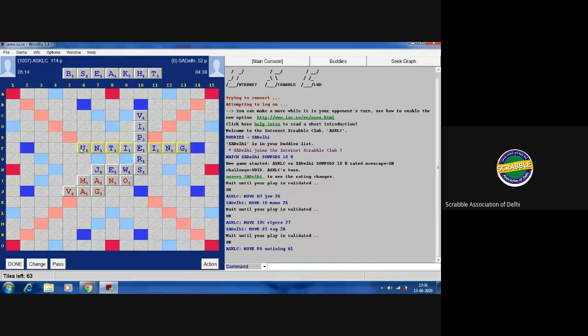Let me see what I have in my rack. I have I, A, H, E, and then S, N, U. This is what I have. The good part is that I have an S which I can put behind anything and make it into a higher scoring word. That is the good part about it. What else can we come up with in this case?